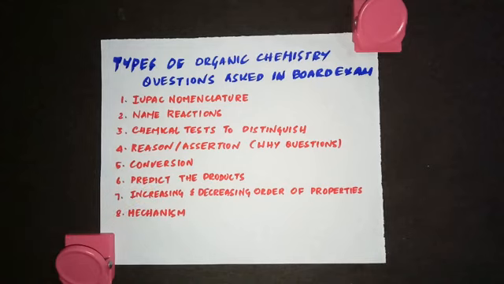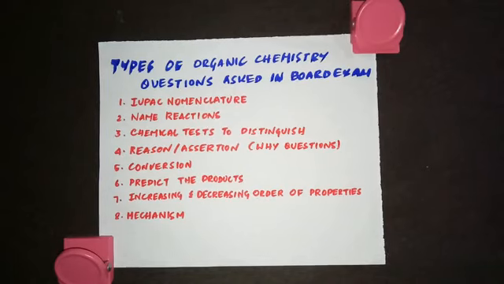And the next one is predict the products, how will you predict what will be the product of this reaction, okay, what will be the major product, where you apply this Markovnikov's rule and Zaitsev rule and predict the product. And the next one is increasing and decreasing order of properties. For example, arrange the following compounds in the increasing order of their boiling points, or increasing order of their reactivity towards nucleophilic substitution reaction. And the last one is mechanism. You have to write a mechanism from the reactant to the product, what are the steps followed. So these are the types of organic chemistry questions asked in board exams.